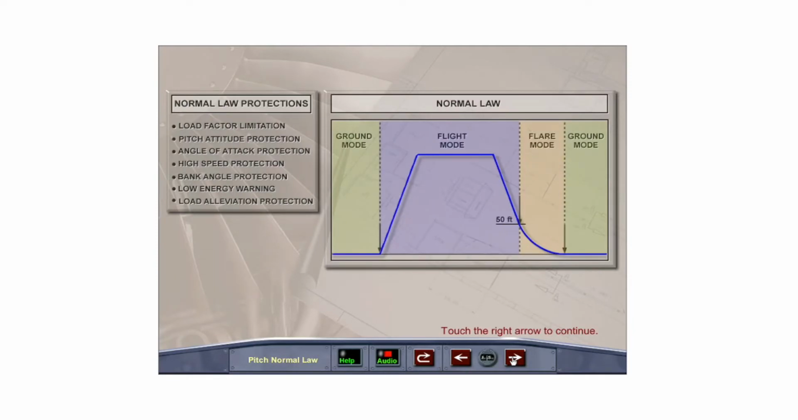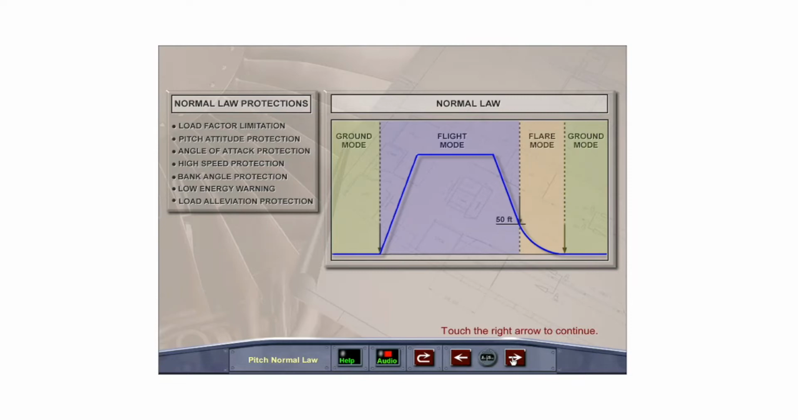All aircraft fitted with fly-by-wire control systems have within the flight control computers control laws which determine how the aircraft flight control surfaces should be positioned at any given time. On the A320, normal law is active when all flight control surfaces function, even after certain flight control computer, hydraulic, or electrical faults. Protections are provided in flight, including load factor limitation, pitch attitude protection, angle of attack protection, high speed protection, bank angle protection, low energy warning, and load alleviation protection.